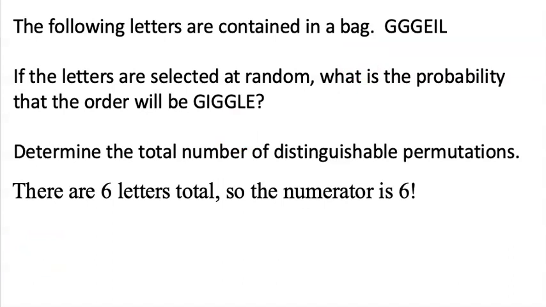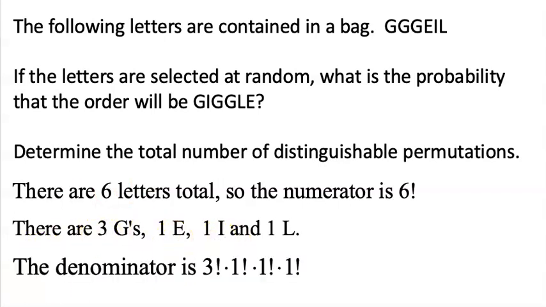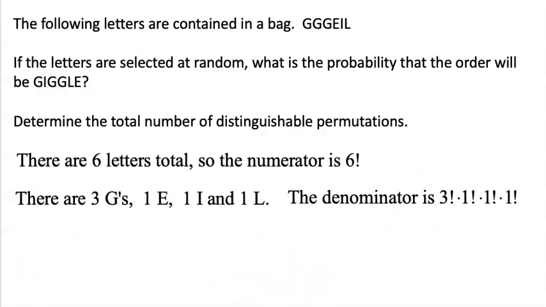Well, 6 letters total, G, G, G, E, I, L, so 6 factorial is going to be the numerator. Now remember, for our distinguishable permutations, I have 3 G's, so I need 3 factorial, 1 E, 1 factorial, 1 I, 1 factorial, 1 L, 1 factorial. That's how many different ways we can scramble up the letters. But 1 factorial is just 1. It's not going to add much to the discussion.